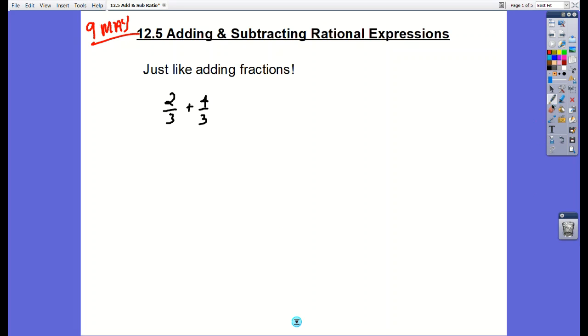So if we're going to be adding rational expressions, it's going to be just like adding a regular fraction like we have here. So the first thing we have to have is that common denominator, right? It's going to be the focus of today's class. We need a common denominator. That'll be the challenge, right? Making sure we find it.